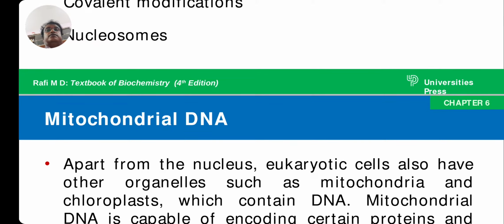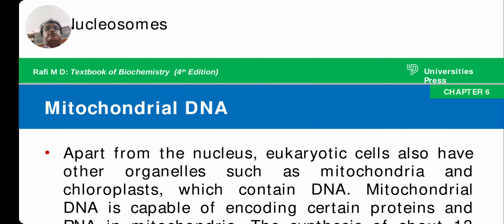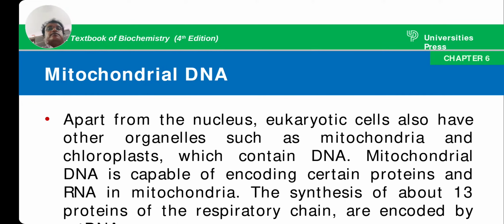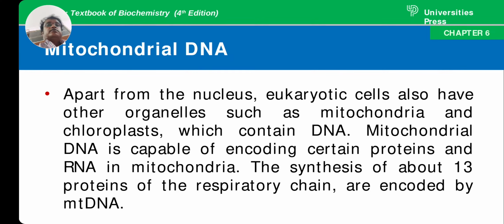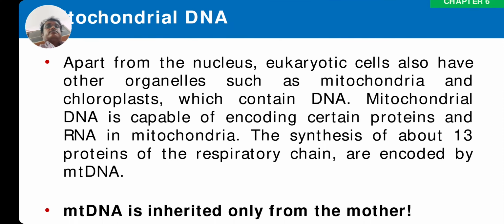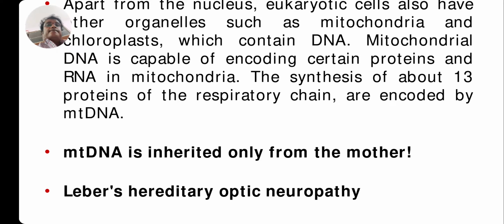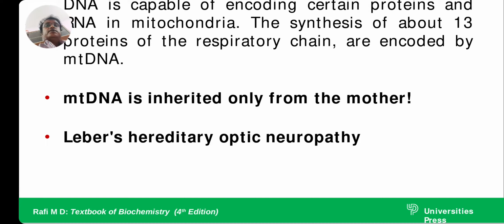Apart from nuclear DNA, mitochondrial DNA is also found. Apart from the nucleus, eukaryotic cells also have other organelles such as mitochondria and chloroplasts, which contain DNA. Mitochondrial DNA is capable of encoding certain proteins and RNA of mitochondria. The synthesis of about 13 proteins of the respiratory chain is encoded by mitochondrial DNA. Mitochondrial DNA is inherited from the mother. Hereditary optic neuropathy arises from a defect in mitochondrial DNA.